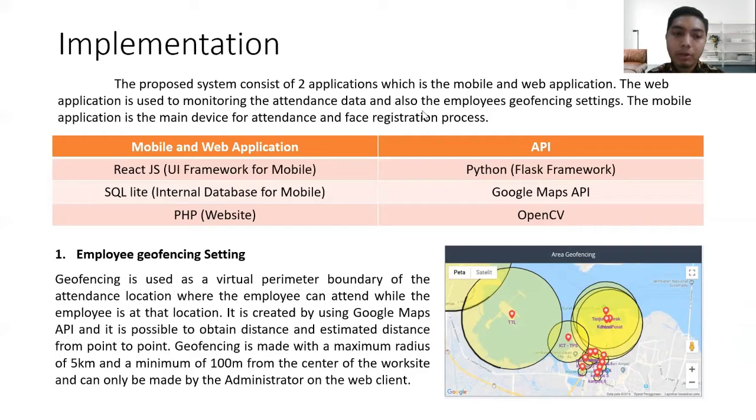The first one is employee geofencing setting. The geofencing is used as a virtual perimeter boundary of the attendance location where the employee can attend while the employee is at the location. It is created by using Google Maps API, and it is possible to obtain distance and estimate distance from point to point. So each employee will have their own geofencing, and each employee could have one or more geofencing settings. The geofencing is made with a maximum radius of 5 kilometers and a minimum of 100 meters from the center of the work site, and can only be made by the administrator on the web client.